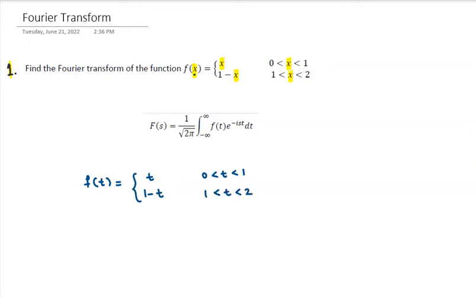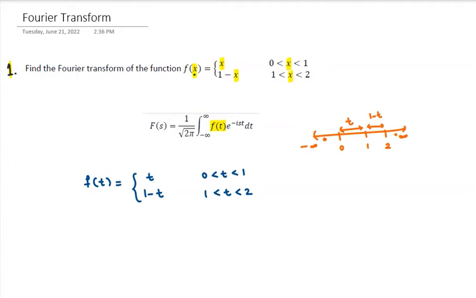Okay, now using this formula, we have to substitute the value of f of t between these intervals. This Fourier transform is defined over the entire interval minus infinity to infinity. We have the value of our function in the intervals 0 to 1 and 1 to 2. Within the first interval it is t, within the second it is 1 minus t, and for the rest it is considered to be 0. So let's write down these things.